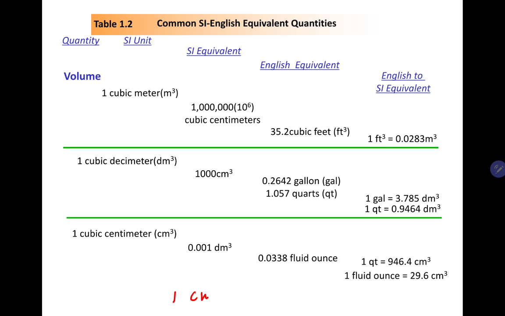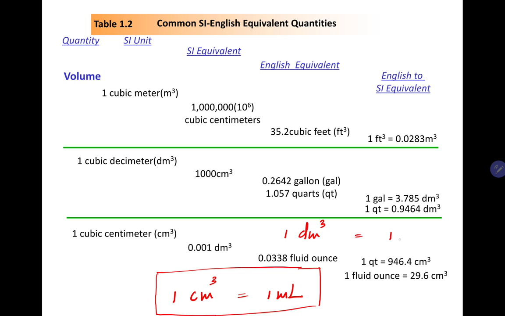1 cubic centimeter is 1 milliliter. Remember that. That is a very common relationship, because it is very commonly used in chemistry. Or you can say 1 cubic decimeter, or 1 deciliter, is actually 1 liter.